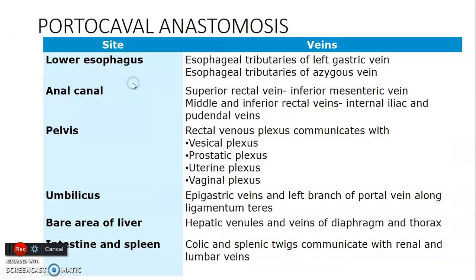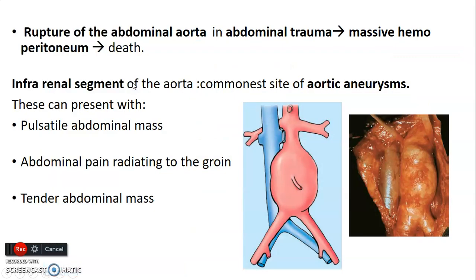Hello everyone. Just to finalize on the clinical anatomy of the abdomen. So we have what we call aortic aneurysm, which is dilatation of the aorta. It mostly occurs on the infrarenal part of the aorta. So this usually presents with a pulsatile abdominal mass, abdominal pain radiating to the groin, and tender abdominal mass.